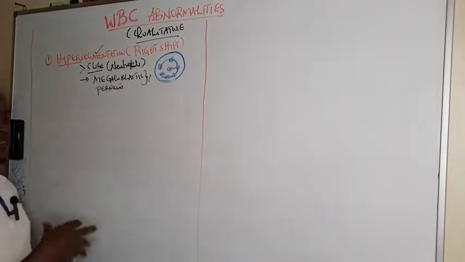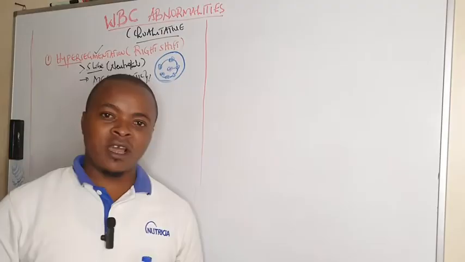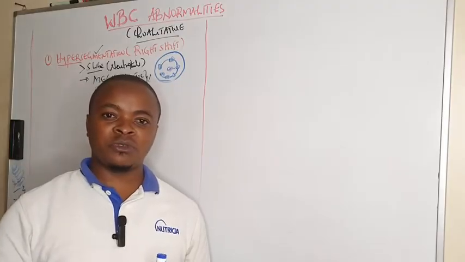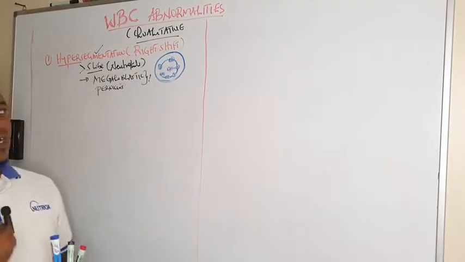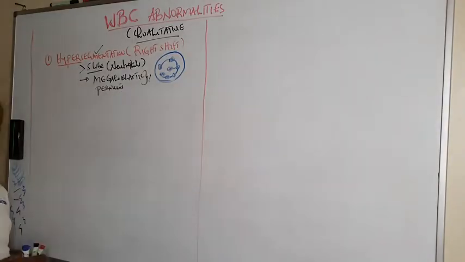Pernicious anemia is due to lack of intrinsic factor, and without intrinsic factor you cannot absorb vitamin B12, hence resulting into a form of megaloblastic anemia. So that is number one we can discuss with you.